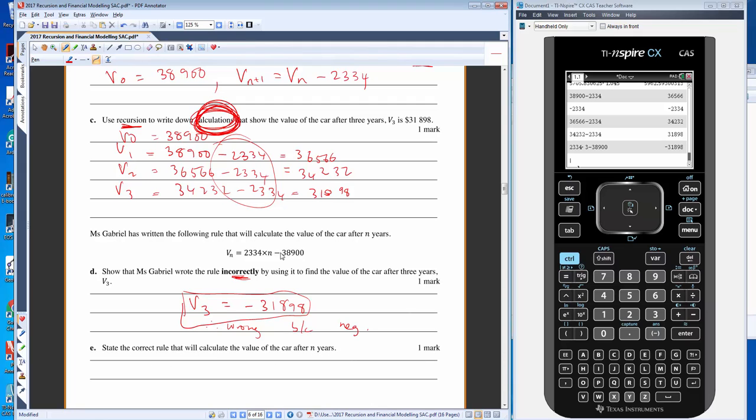So we simply have to swap that around. Well, not quite swap, but it's Vn equals 38900 take away 2334n. That was the correct rule.